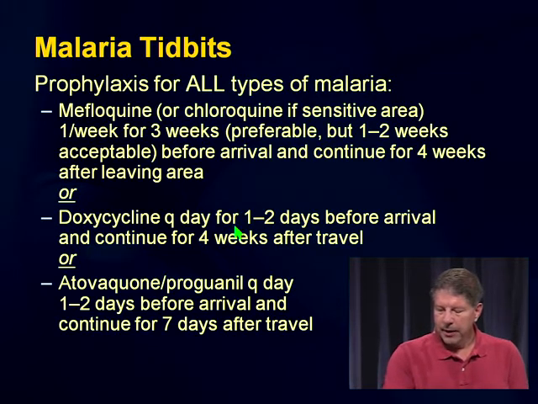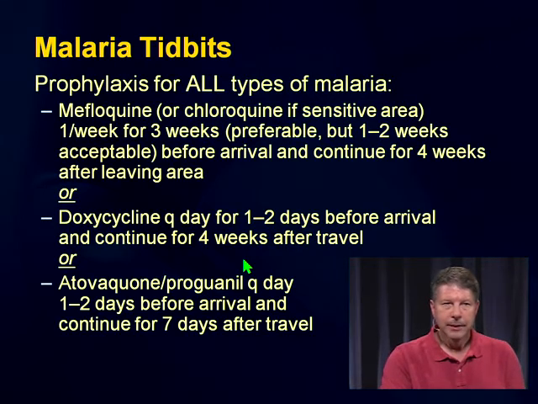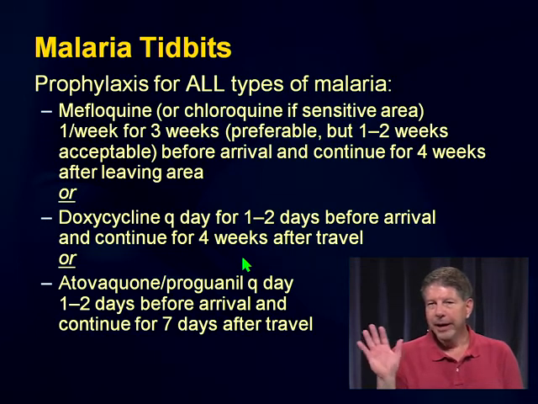Doxycycline is good because you can start it 1 to 2 days before you go. But you've got to keep taking it for 4 weeks after, and you've got to take it every single day. The problem with that, with adolescents, well, adults too: you go on your trip to Africa, you take it, and then you get home, and the first thing you do is just stop taking it. You say, oh, I'm back in the United States, I don't need to take it anymore.